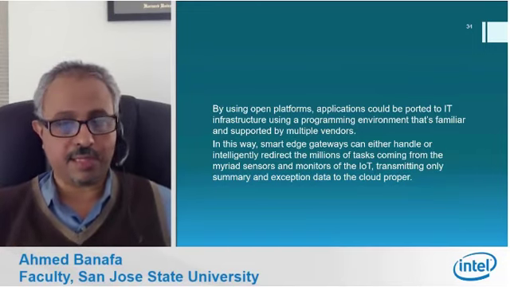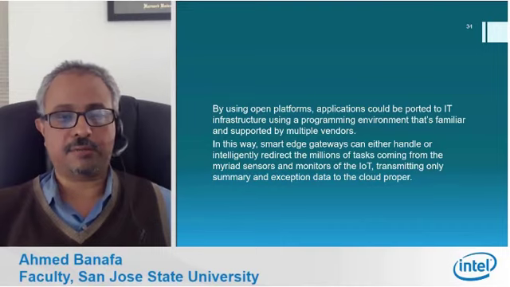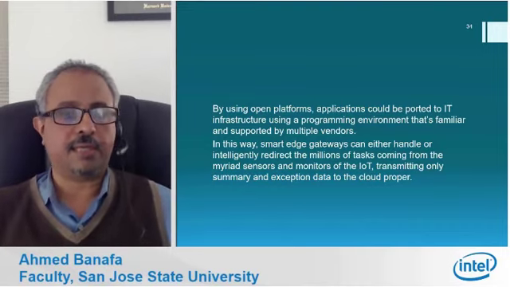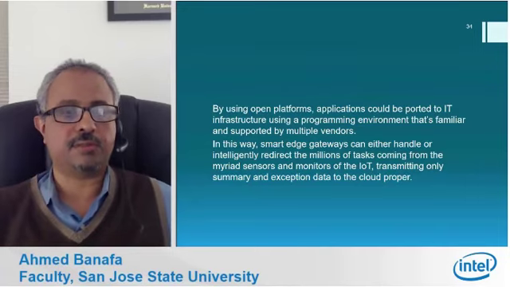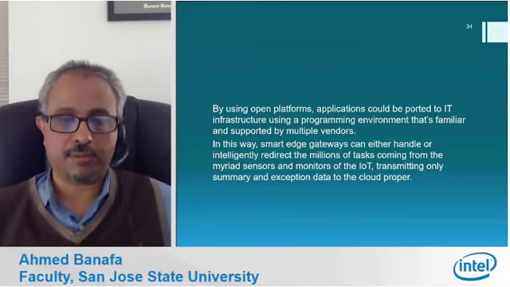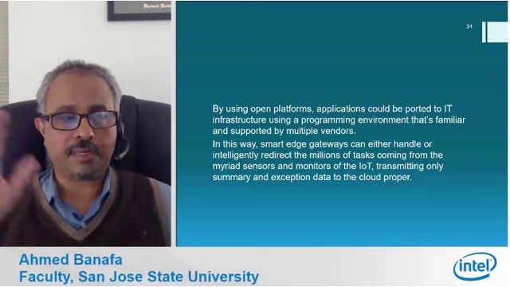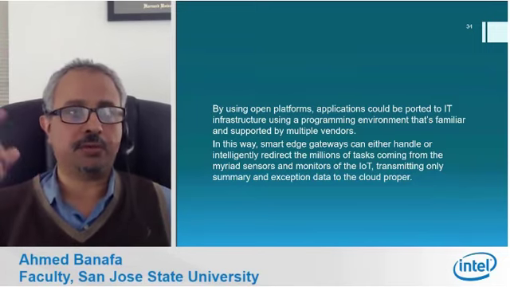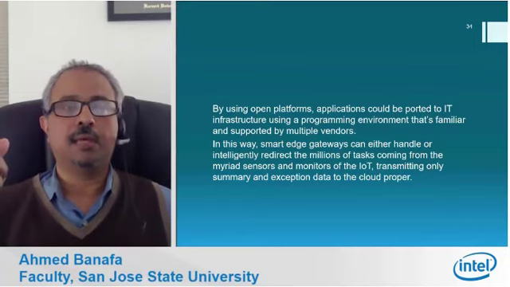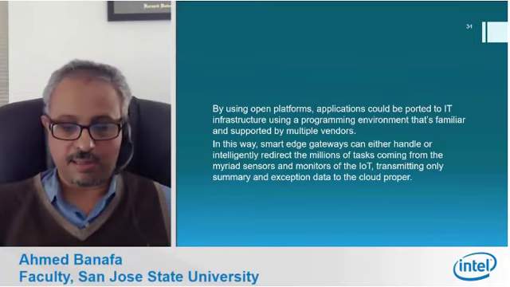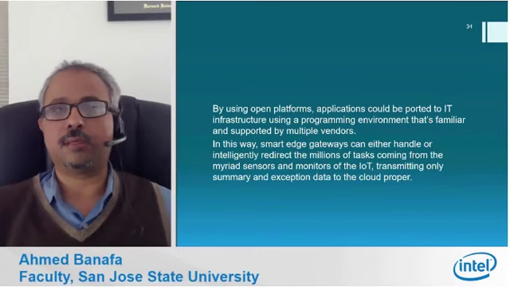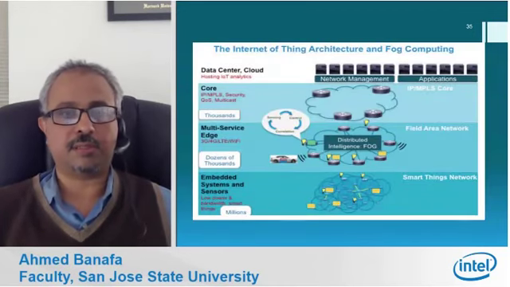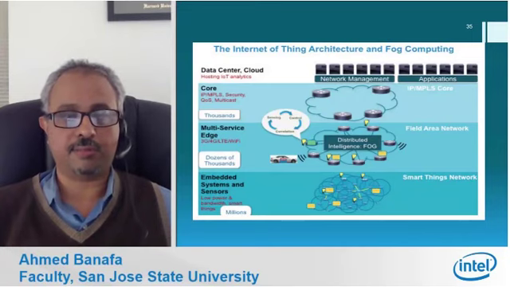In this way, a smart edge gateway can either handle or intelligently redirect the millions of tasks coming from all the sensors that are part of the IoT network. They only transmit the summary and exceptions of the data to the cloud, so the cloud can improve the model, process the data, and send a decision that will impact the whole sensor network. And this is just a small architecture overview about the Internet of Things and fog or edge computing.